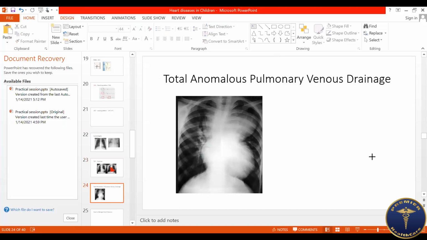This is called what? Figure of 8 appearance. Right. So those are a few simple investigations and their results. As a house officer, we have to know this, right? So these are very simple, but as long as you understand this, it will be more than enough, right?